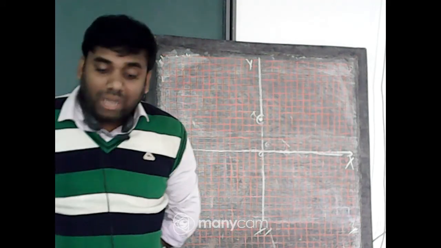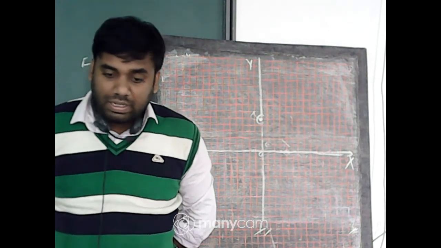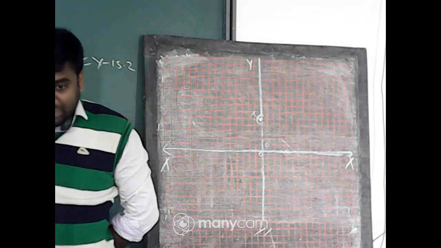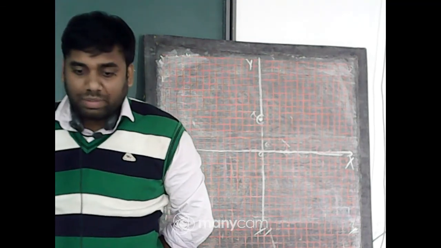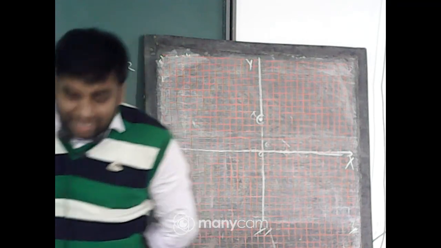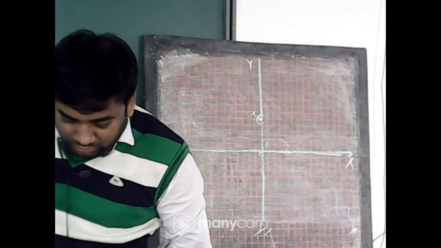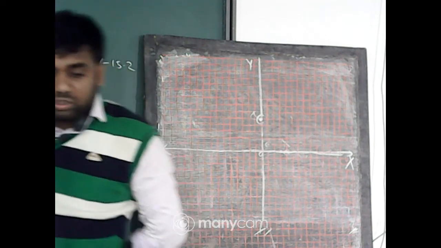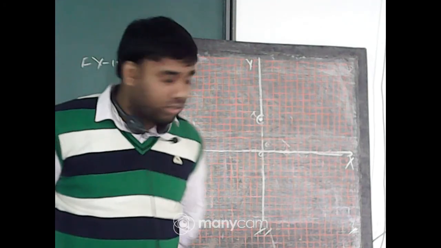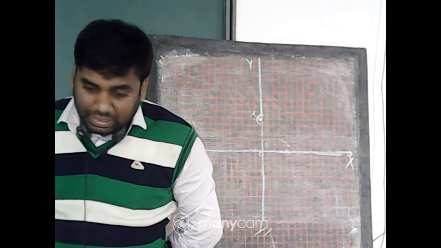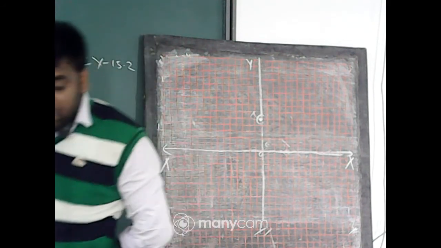Where does that point lie, whose y coordinate is 0 and x coordinate is 5? Not true or false, I am asking the answer. Yes, x-axis. On the x-axis it lies. Next question: the coordinate of origin is (0, 0). Tell me quickly, is it true or false? True. Okay, very good. So students, in this class I have completed exercise 15.2.